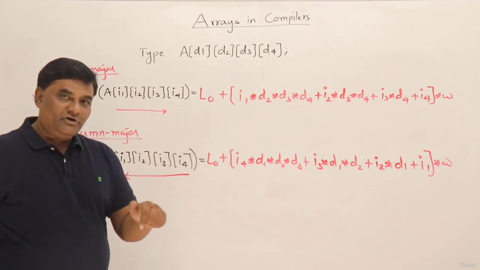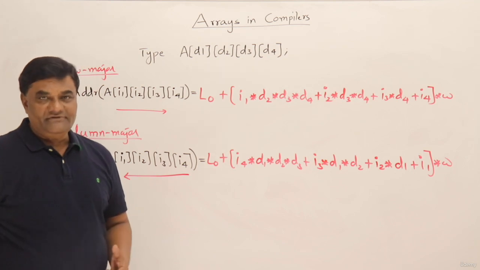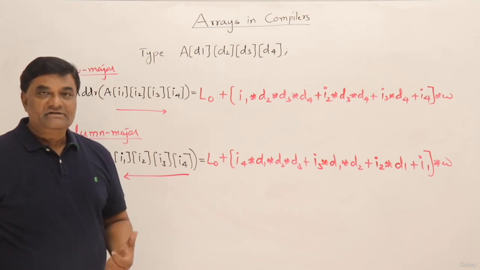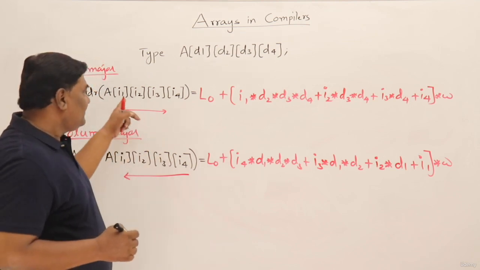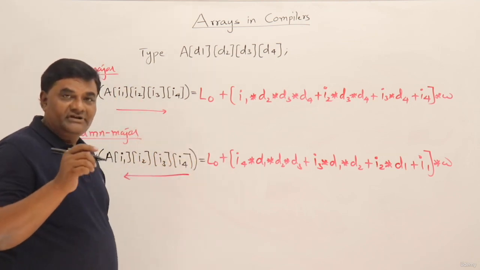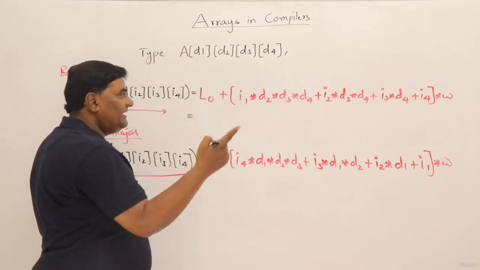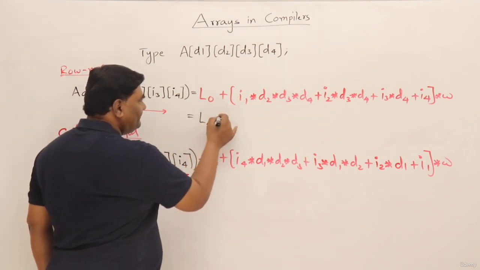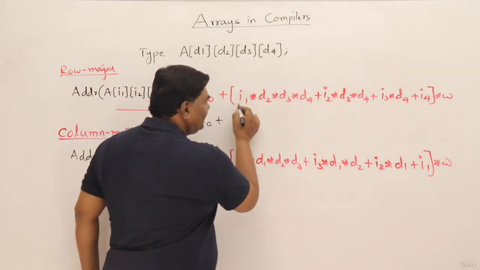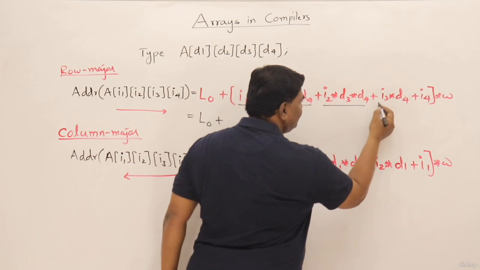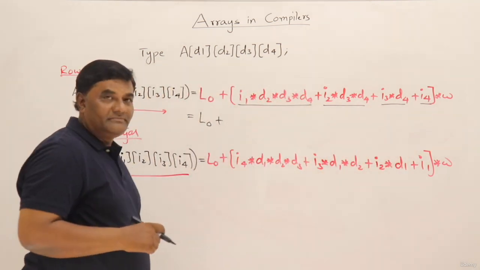Now based on this formula, by observing it, we can prepare a general form for n dimensions. So let us prepare a general formula for n dimensions for row measure mapping. Let us take the same formula and generalize it for n dimensions. L0 plus, see, all these terms are added. This is one term, then the next term, the next, and the next. So a total of 4 terms are added.